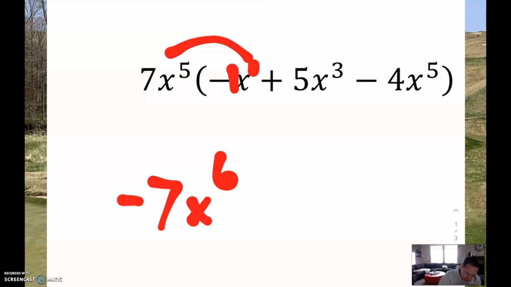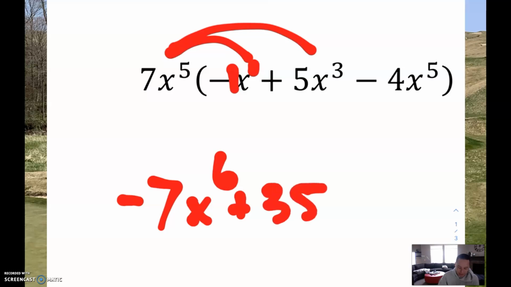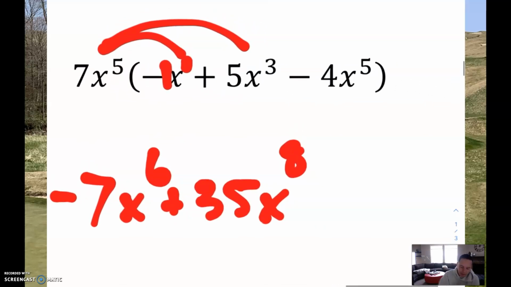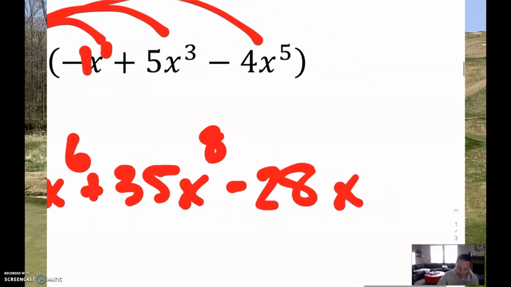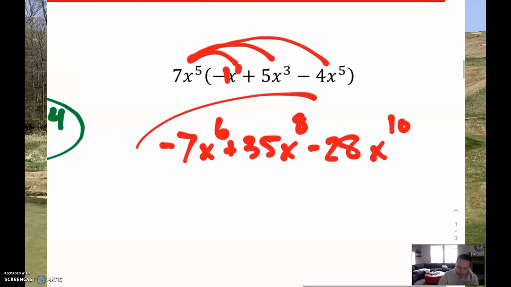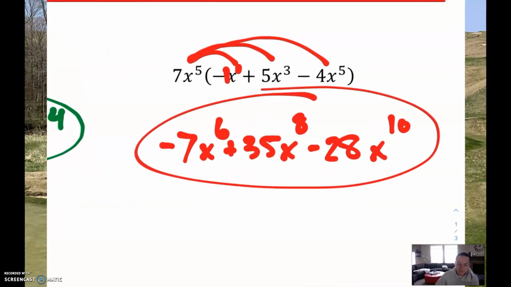We're going to distribute further along, so distribute to the next one. 7 times 5 is 35. And if I have x to the 5th times x to the 3rd, we've got 5 x's and another 3 x's. If you add those together, we have x to the 8th. And finally, let's distribute to the last one. 7 times negative 4 is a minus 28. We've got 5 x's here. We've got 5 more x's here. If you combine them together, we've got 10 x's. It's x to the 10th. And there's your final simplified answer.